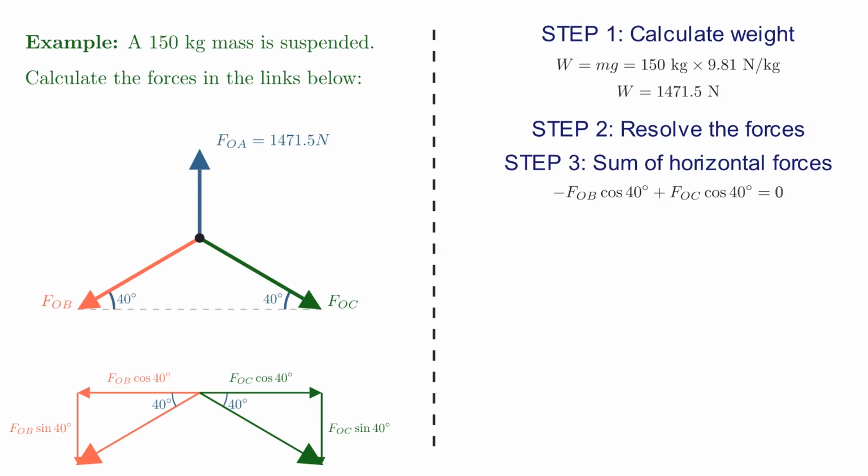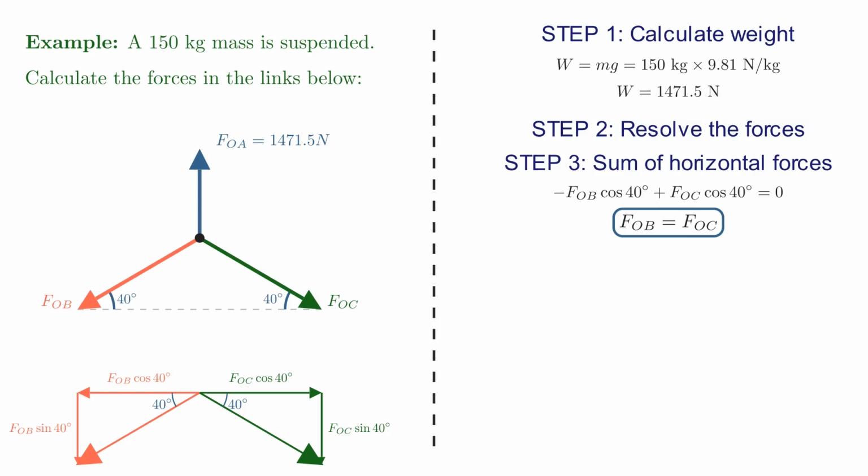Since cos 40 is a fixed number which is non-zero, we can divide by cos 40, and this will give us that FOB equals FOC. And this is what we'd expect in this situation because of the symmetry of the problem.